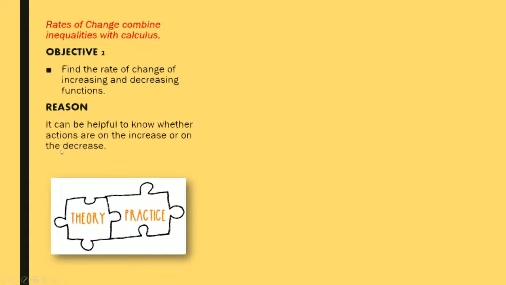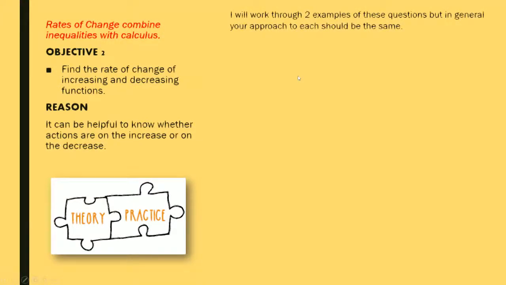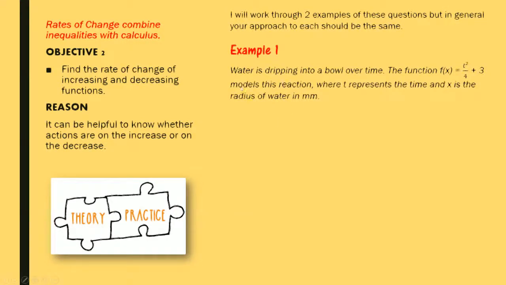So it can be helpful to know whether actions are on the increase or the decrease as you're going through. And I'll work through two examples of these questions, but in general your approach should be the same. First example: water is dripping into a bowl, similar to the example that I used. The function f of x equals t squared over 4 plus 3. This models a reaction where t represents the time and x is the radius of the water in millimeters, assuming that the water makes a circle when it hits the bowl. The bowl is circular, so therefore it's going to be filled in the circular bowl. I thought that was the best way to model this.